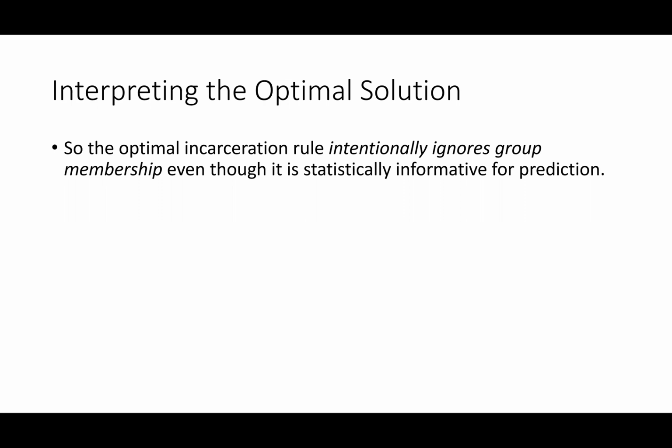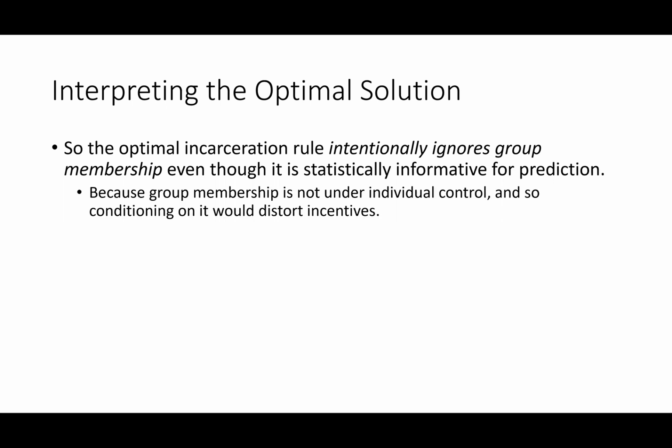It's intentionally throwing away a statistically informative piece of information, which is group membership. Why is it doing that? Well, it's because group membership is statistically informative, but it's not under individual control. In this model, you can control whether you commit a crime or not. So you have some control over what signal distribution your signal comes from, but you can't choose to have been born into another group. The base rate is different across groups. That's why group membership is statistically informative, but you have no control over the base rate in your group. You have no control over what group you were born into. The only thing you can control is whether you commit the crime or not.